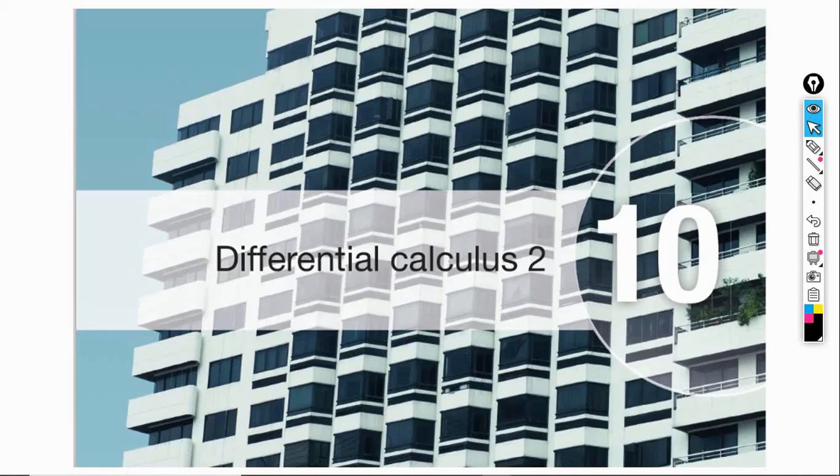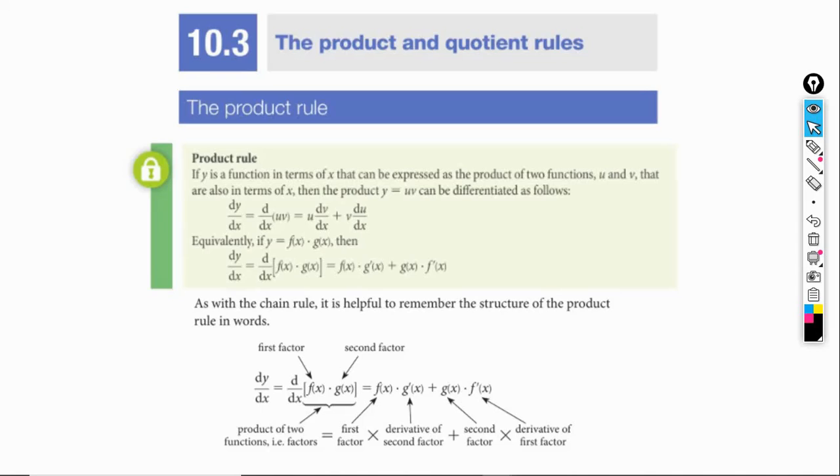Hi everybody, so in this video we're going to continue with Differential Calculus 2 from Chapter 10 and specifically 10.3, the product and quotient rules. So first of all, what is the product rule? It's a rule for differentiation.